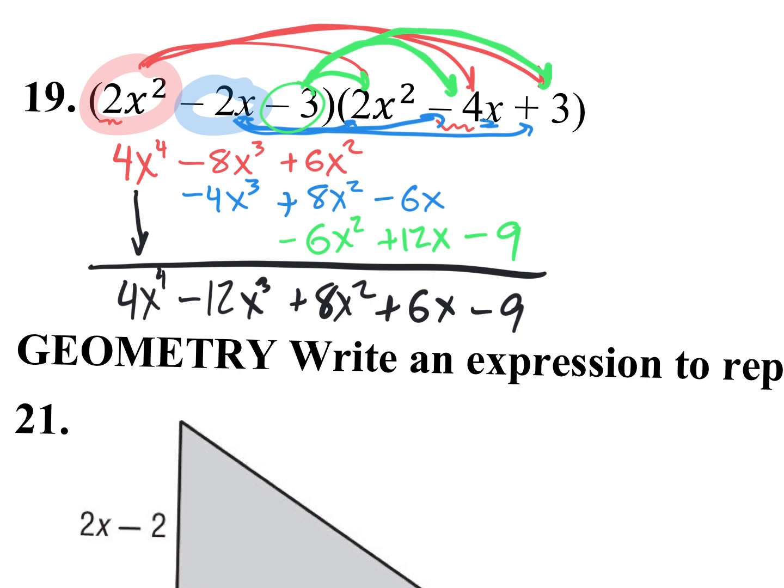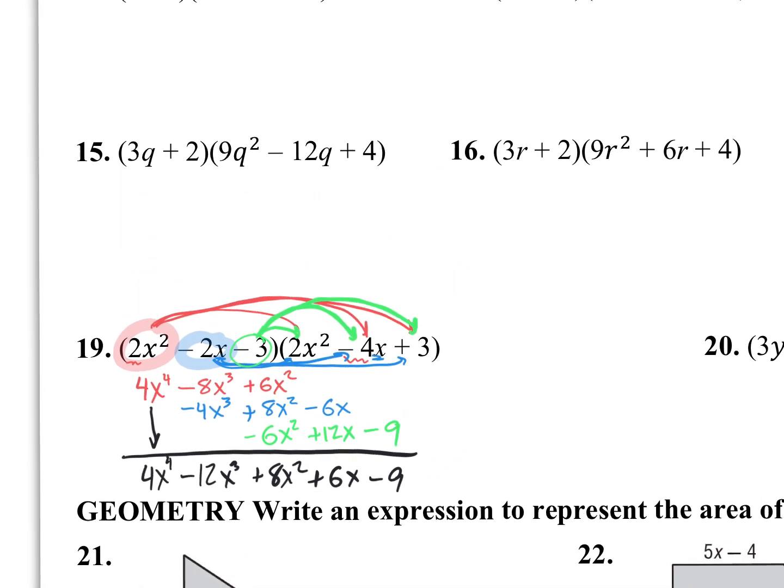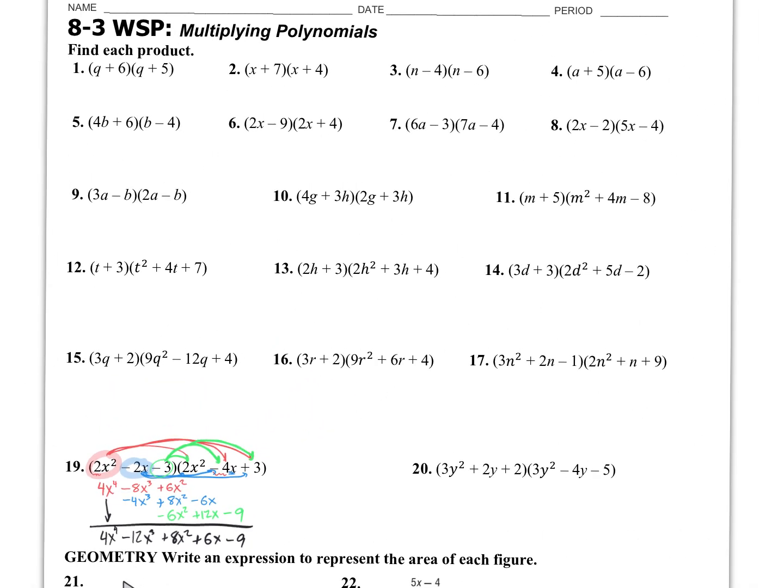On the test, we're going to still have the classification. That's why, even though this homework assignment doesn't say to classify, I'm just throwing it out there. Quartic polynomial. Degree is 4. 4 or more terms is polynomial. Leading coefficient 4. Constant, negative 9. And that's about it. So this worksheet is pretty straightforward.